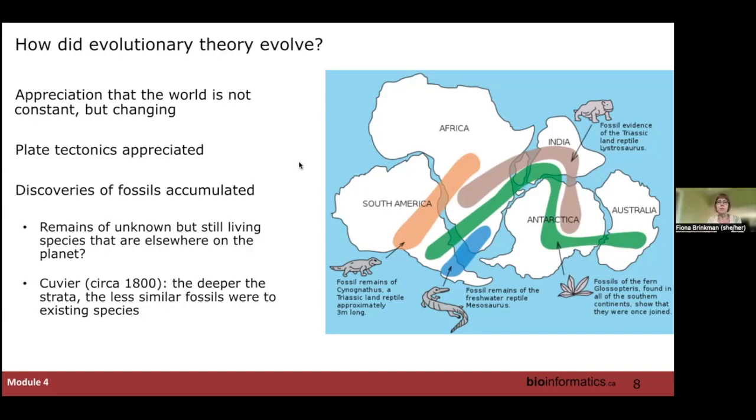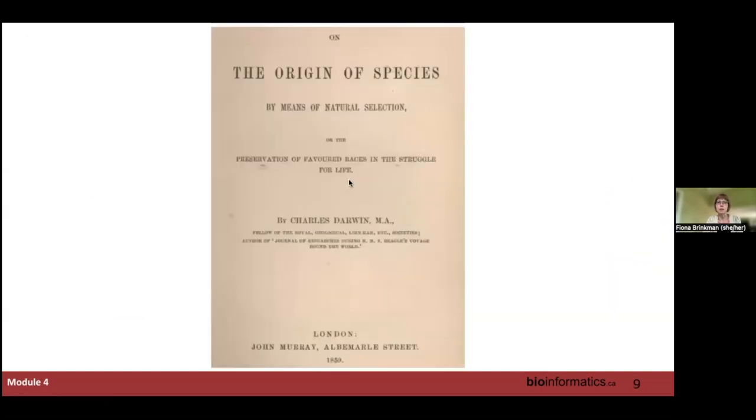And they were trying to deal with this issue of, is there unknown but still living species elsewhere on the planet? But the fact that they went to this deeper strata and saw it matched up with the plate tectonics made them start to realize this is maybe a historical record that's showing deeper in the strata. So in that context is where Origin of Species came out, right?